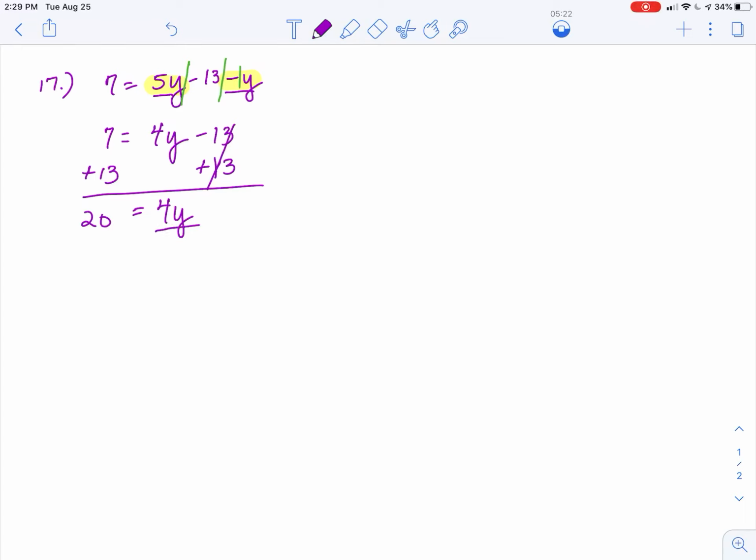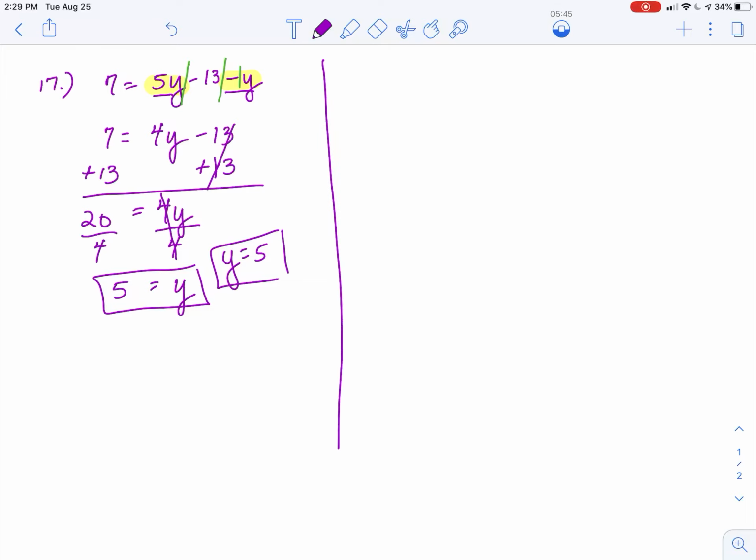I'm trying to isolate y, so I want to undo the multiplication there of 4 by dividing by 4 on both sides, and y is equal to 5. Or 5 is equal to y. It doesn't matter which way you write it. If you want to write it this way, that's fine. But the answer is 5. Let's look at number 18.